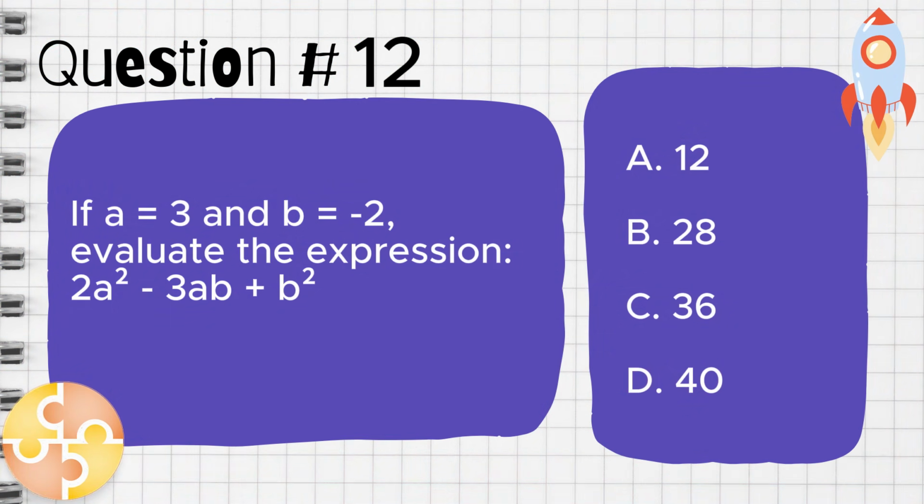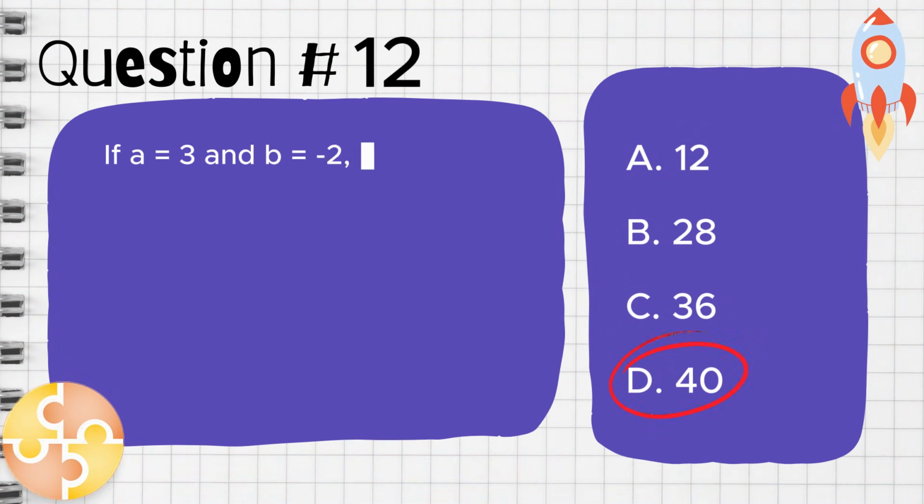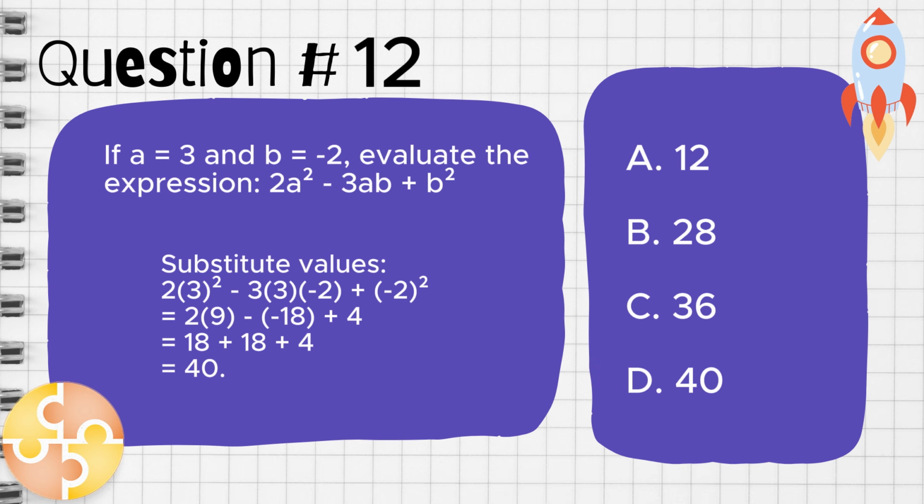Time's up. The correct option is D. 40. Here's why. Substitute values: 2 times the quantity of 3 squared, minus 3 times 3 times negative 2, plus the quantity of negative 2 squared. This equals 2 times 9 minus negative 18 plus 4, which is 18 plus 18 plus 4, totaling 40.